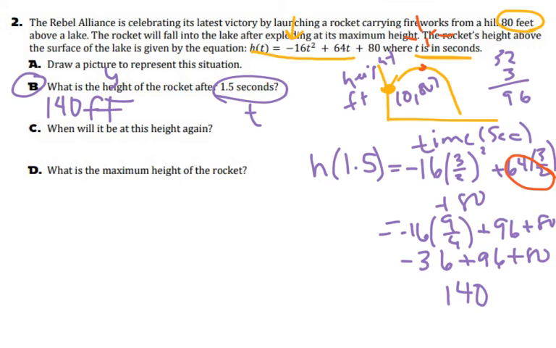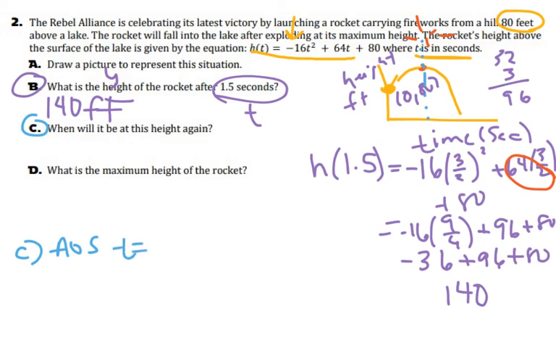Part C, when will the rocket be at this height again? So the thing I want you to think about here is that our parabola is symmetric. It's symmetric over the axis of symmetry, which we don't actually know what that axis of symmetry is yet. But if we can figure out what that axis of symmetry is, we can figure out when it is at that height again. So I'm going to bring part C down here.